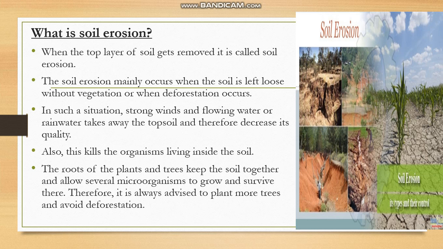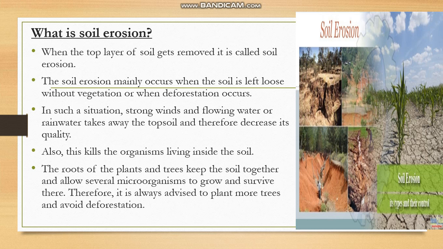Next is soil erosion. What is soil erosion? When the top soil gets removed, we call it soil erosion. Soil erosion mainly occurs when the soil is left loose without vegetation or when deforestation occurs. In such a situation, strong winds and flowing or raining water take away the topsoil and therefore decrease the quality of the soil. It also kills the organisms living inside the soil.